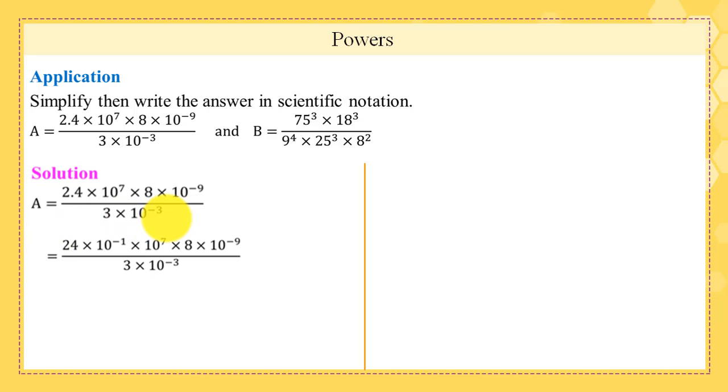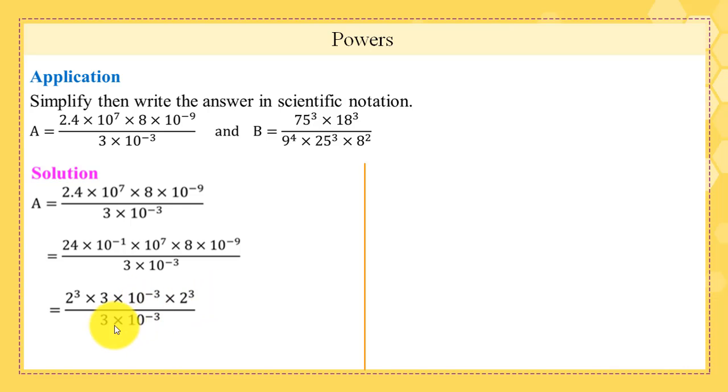As we mentioned before, we start by removing the decimal point from the decimal numbers. Here, 2.4 is written as 24 times 10 to the power minus 1. Second step, we decompose the numbers and write them in the form of a product of prime numbers. So 24 is written as 2 power 3 times 3, and 8 is 2 power 3. And we work on the powers of 10. 10 power minus 1 times 10 to the power 7 times 10 power minus 9 equals 10 power minus 3.